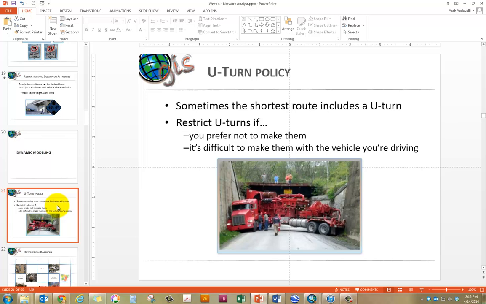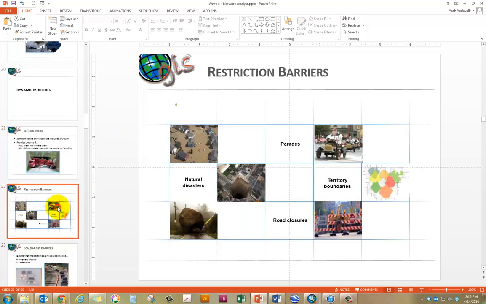So a U-turn policy. Sometimes the shortest routes include a U-turn, but if you want to restrict it, you can go for it. And then there is something called restriction barriers. Like, what if there was a natural disaster? You really don't want to go through that.